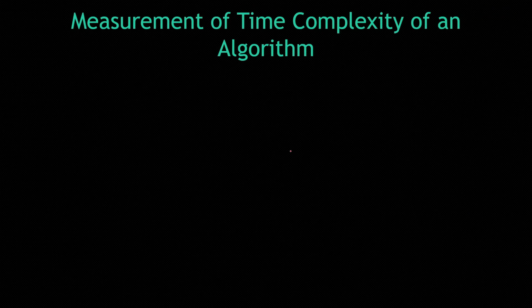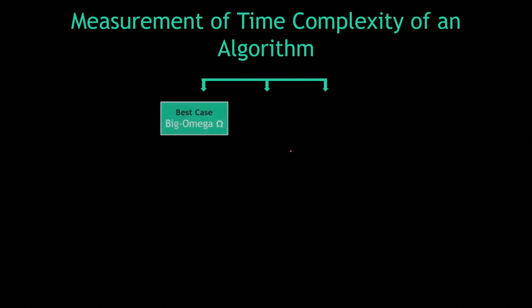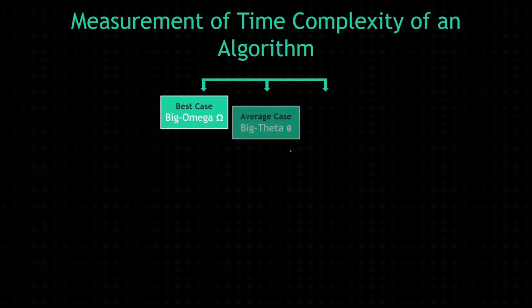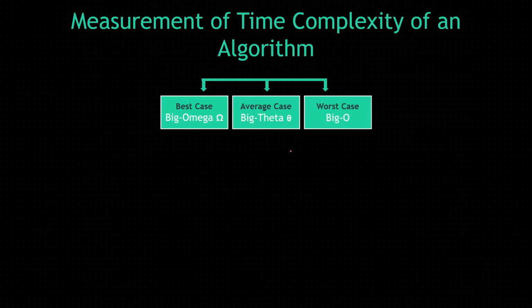Measurement of time complexity of an algorithm. To measure time complexity, there are three notations. Big omega notation, which is best case complexity, big theta notation, which is average case complexity, and big O notation, which is worst case complexity. What is best case complexity?